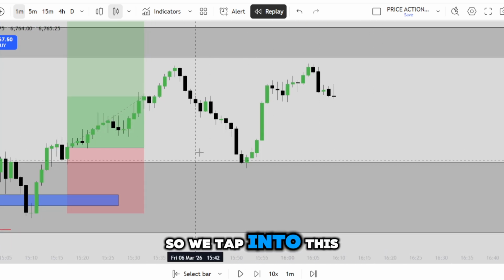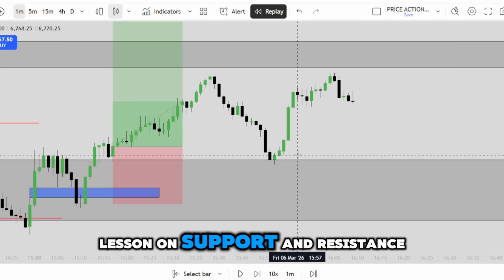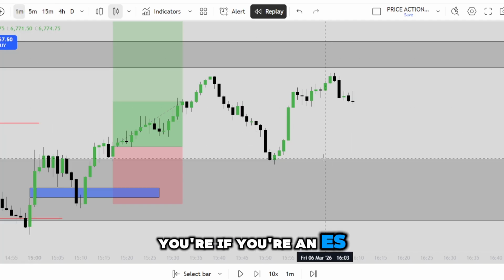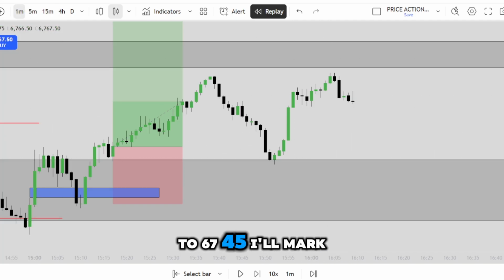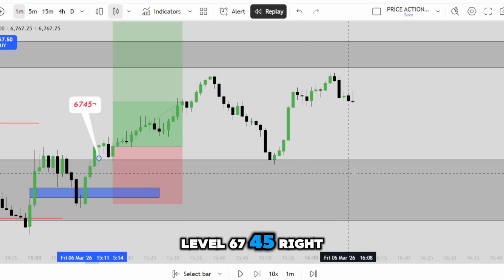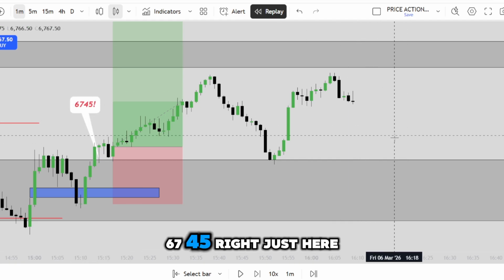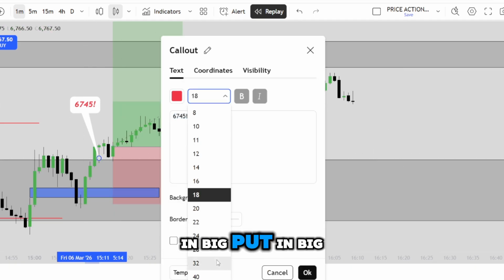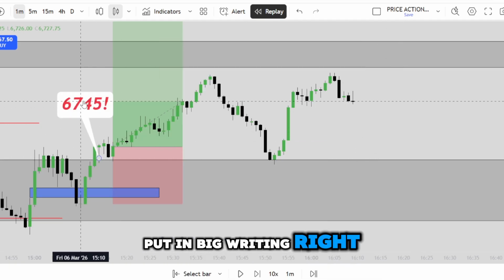So we tap into this area. This is going to be a lesson on support and resistance, I guess, but mainly support. So if you're an ES trader, I want you to go to 67.45. I'll mark this up on your charts. Go and back test this level, 67.45, right? Just here, 67.45. But I'm going to put it in big. Put in big writing, right?